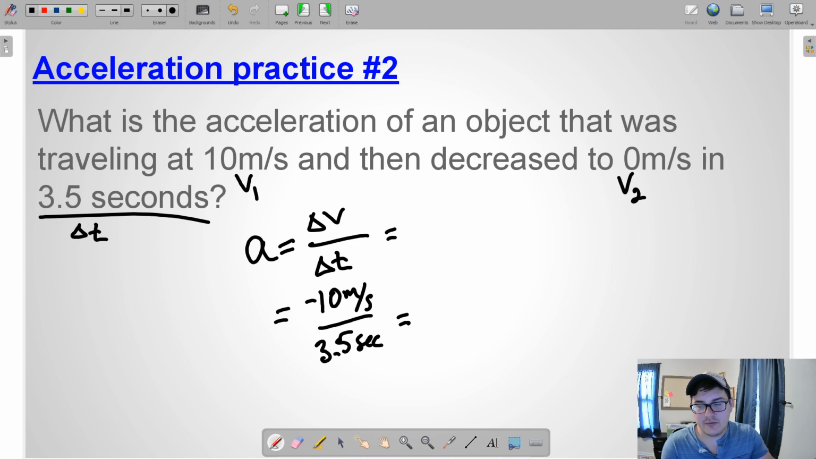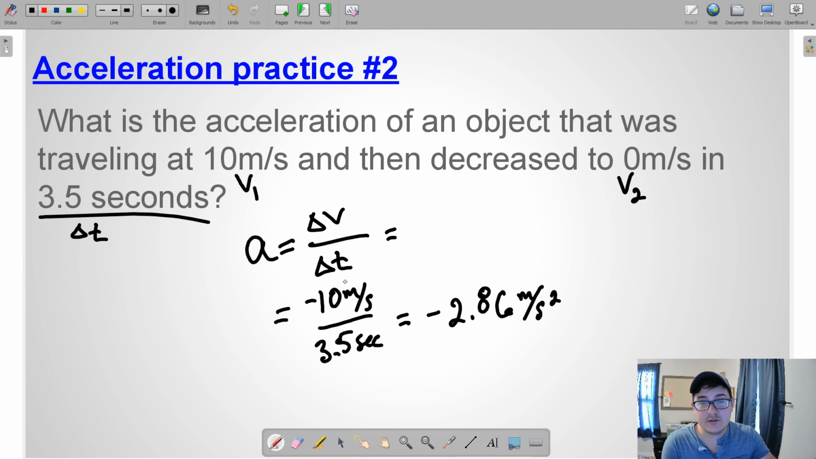10 divided by 3.5, grab your trusty calculator. Let's go ahead and grab mine while we're at it. 10 divided by 3.5. I know there's going to be some ugly number. That gives me negative 2.86. And what's the units for acceleration again? That is meters per second squared.